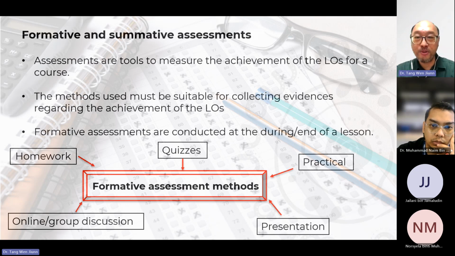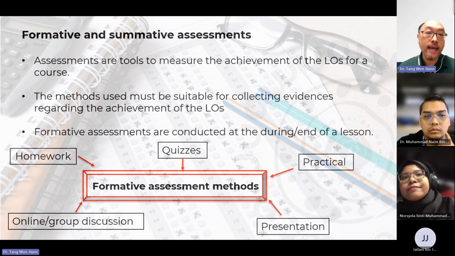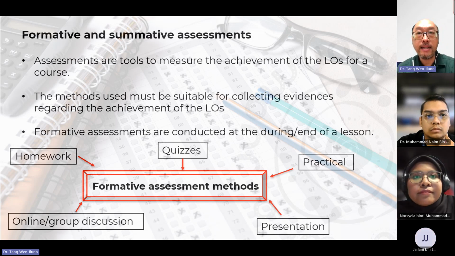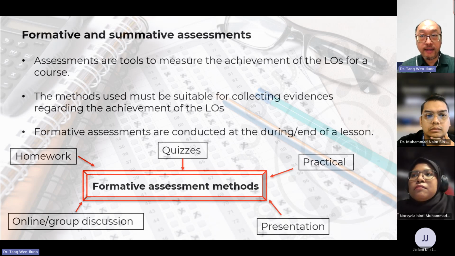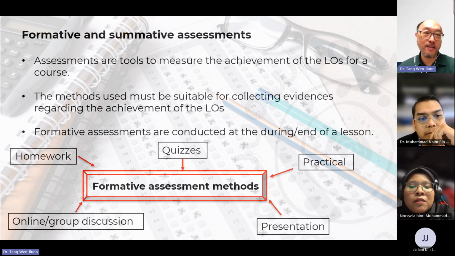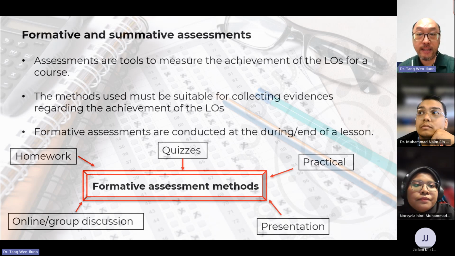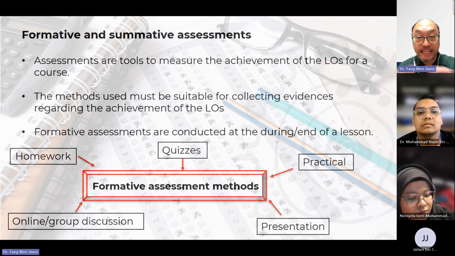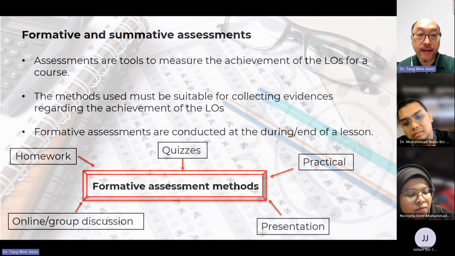Those questions that you ask along the way are considered formative assessment, and this formative assessment is for us to know the level of understanding during the lesson. So we shouldn't punish the students; there shouldn't be any marks given for this formative assessment. So what can be categorized as formative assessment?